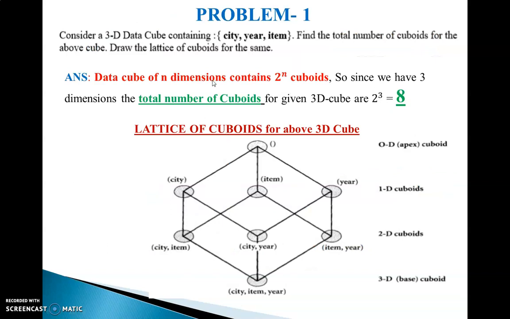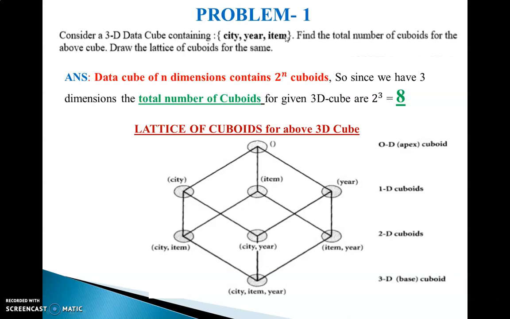The problem asked in the semester paper is: consider a 3D data cube containing city, year, item. Find the total number of cuboids for the above cube. Draw the lattice of cuboids for the same. This problem is asked for 5 marks, wherein you have to draw the lattice of cuboids and tell the total number of cuboids for the cube with 3 dimensions.